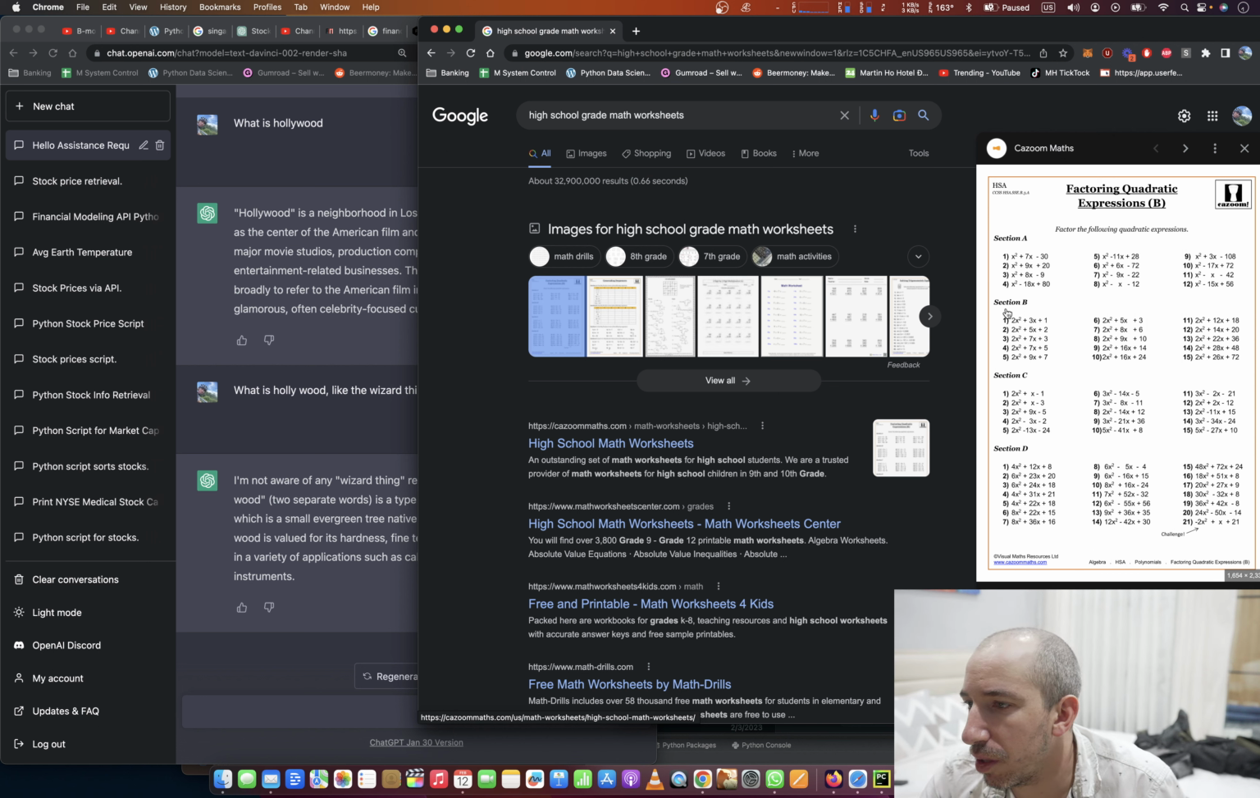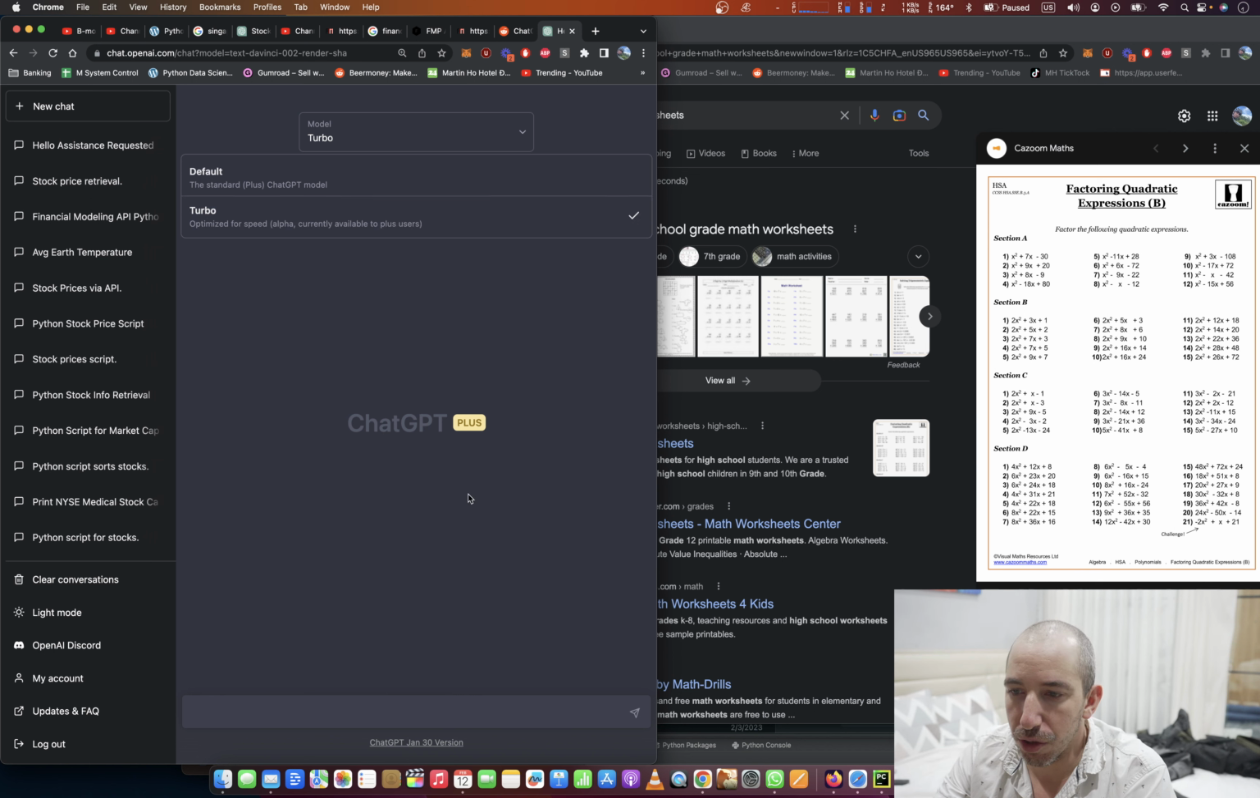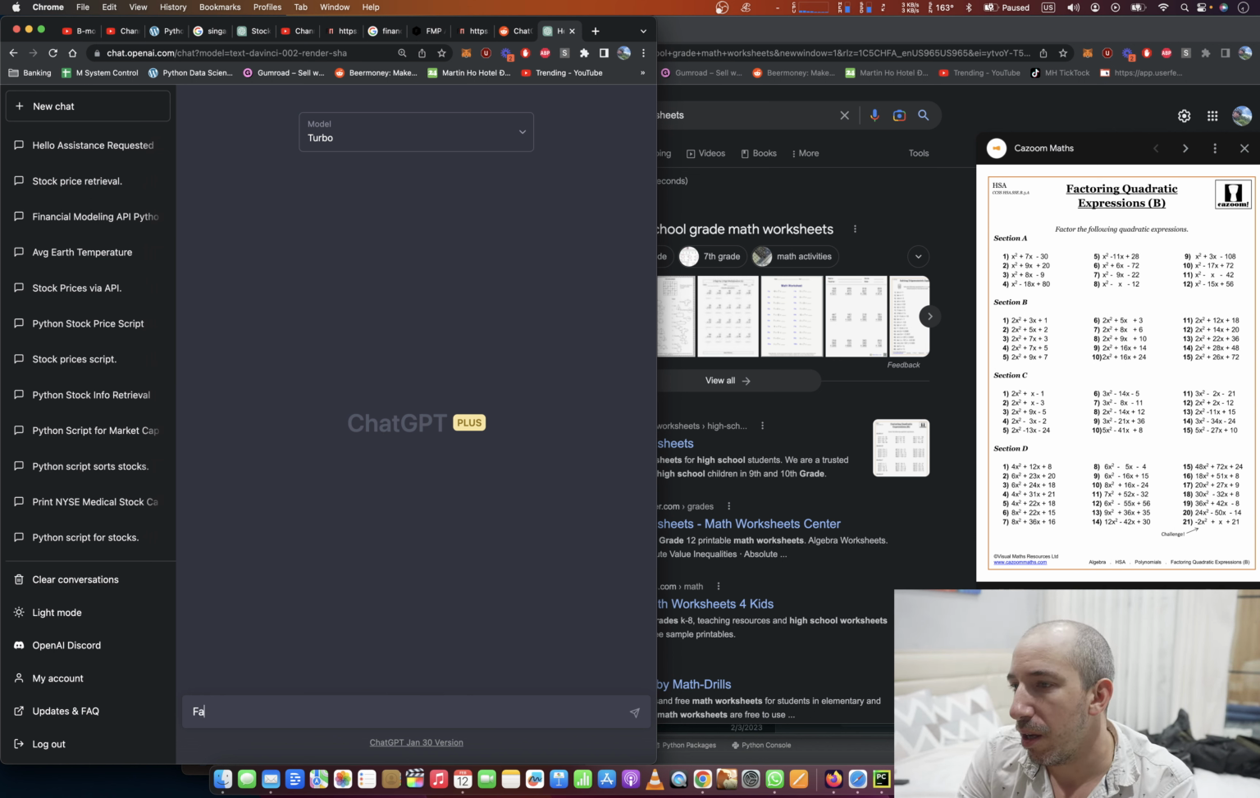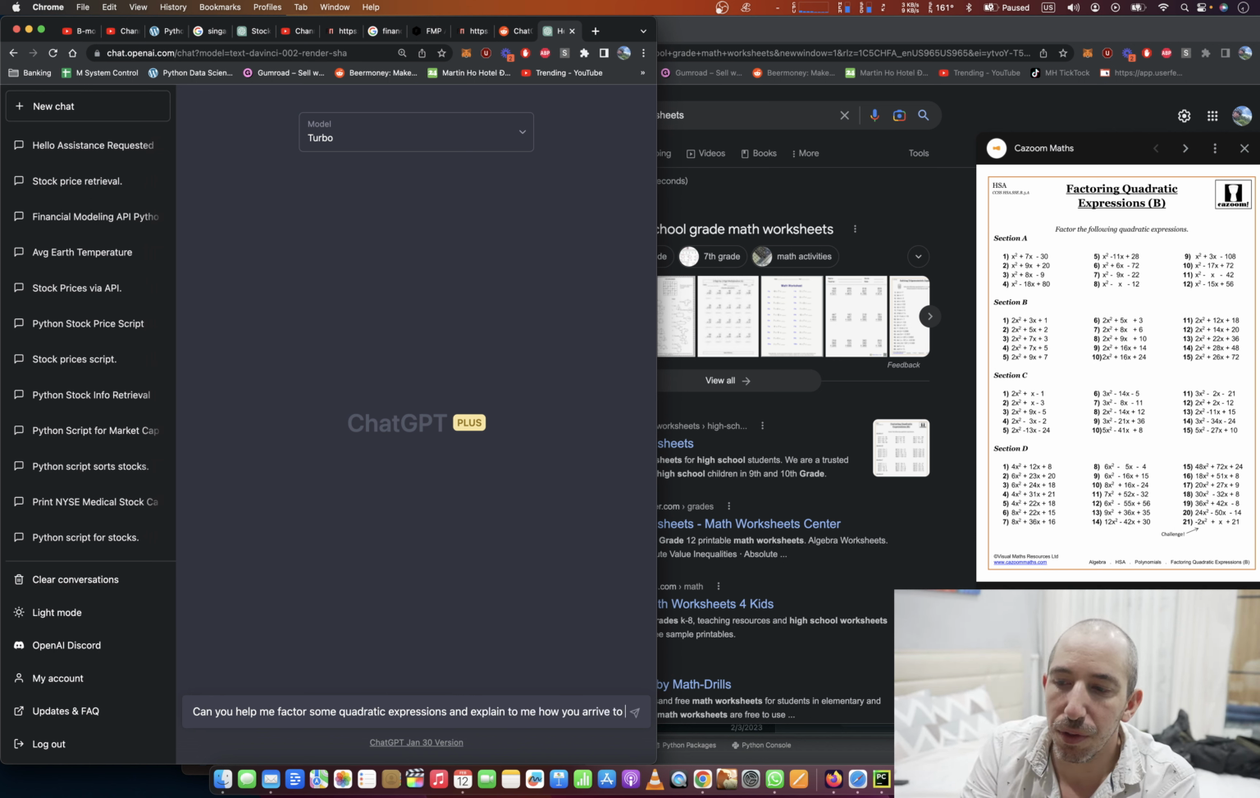So I've just looked on here for some factoring. Factor the following quadratic expressions. I'm going to start a new chat, set it to turbo, and say, can you help me factor some quadratic expressions and explain to me how you arrive at each answer?